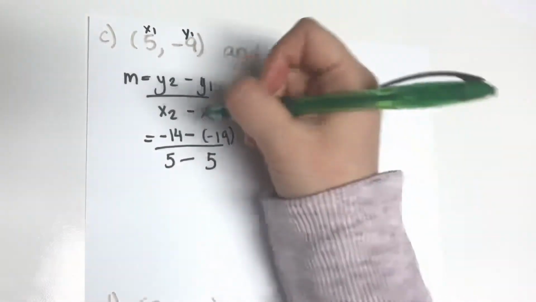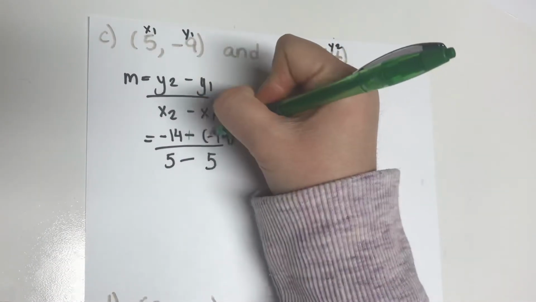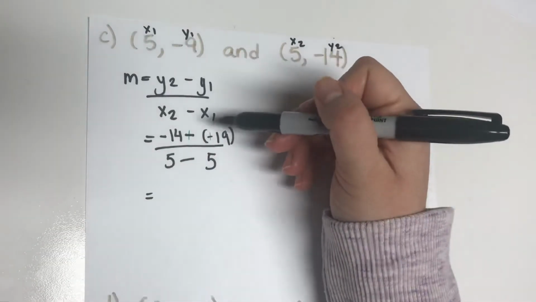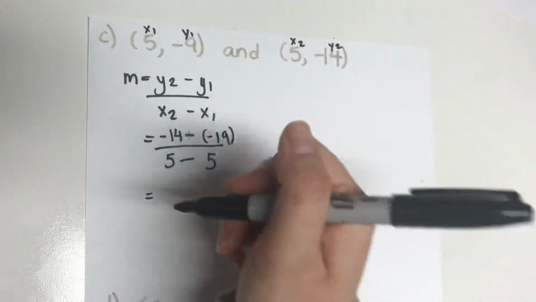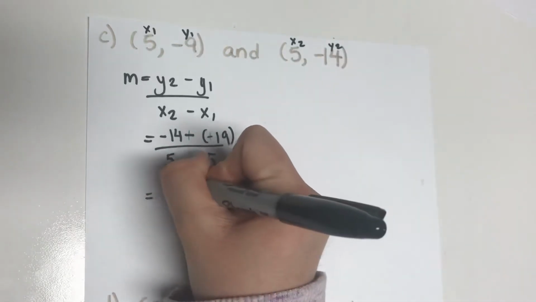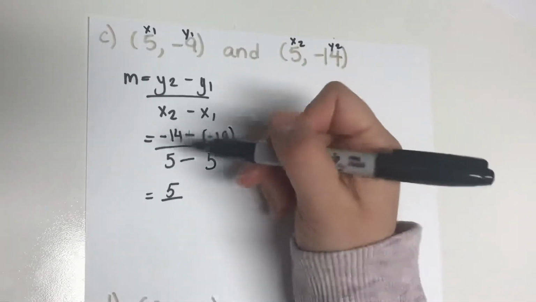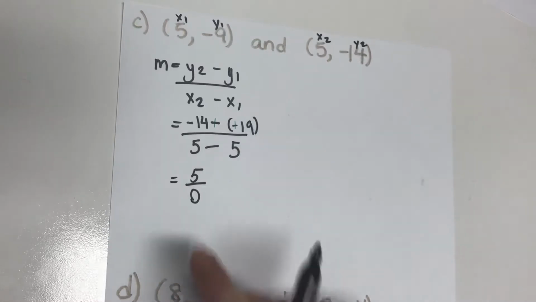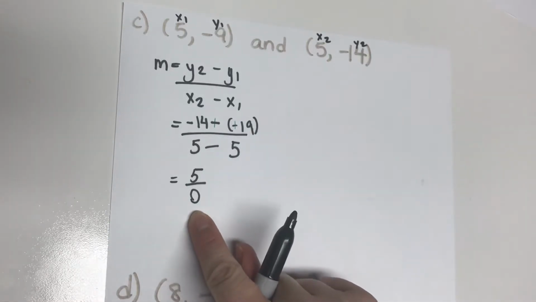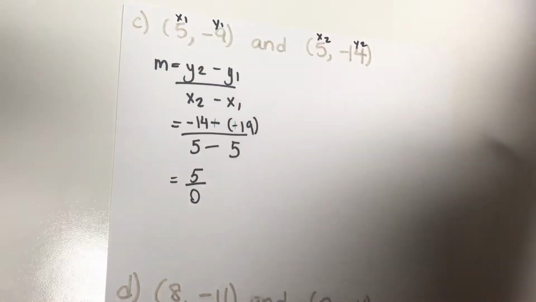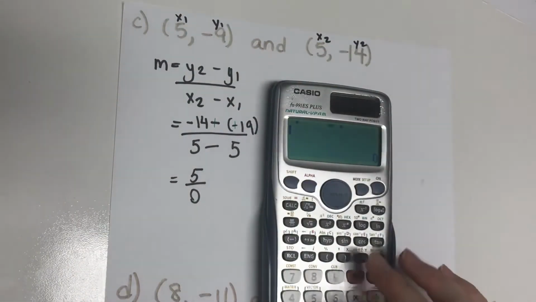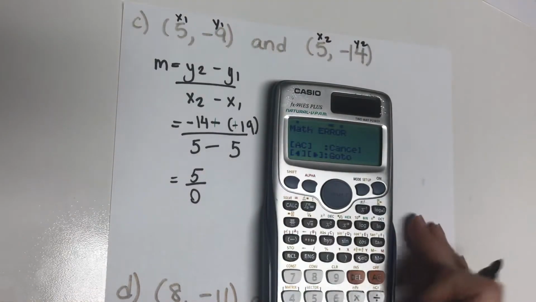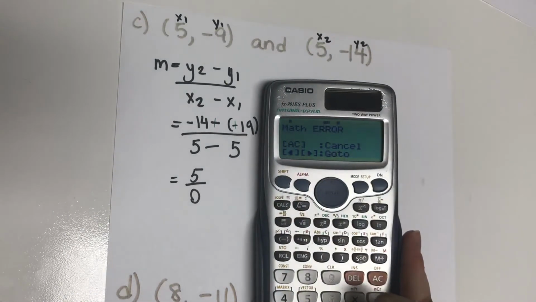I'm going to simplify the numerator and denominator separately. Keep, change, change. So that means negative 14 plus 9, which gives me negative 5. And in the denominator, 5 minus 5 is 0. But we cannot have 0 in the denominator. If you've ever tried putting into your calculator something like 5 divided by 0, it gives you a math error. And the reason for that is that we cannot divide by 0.